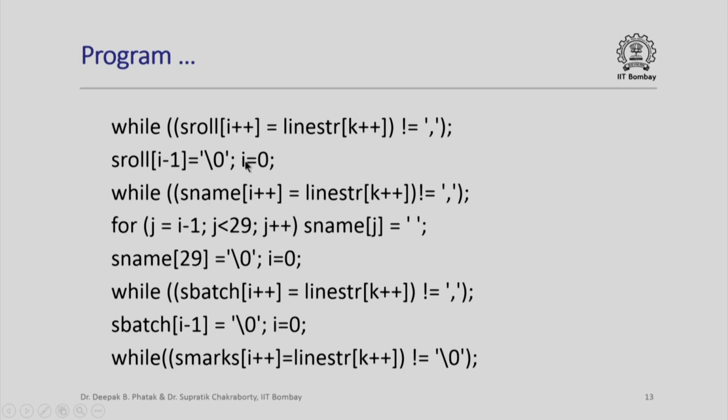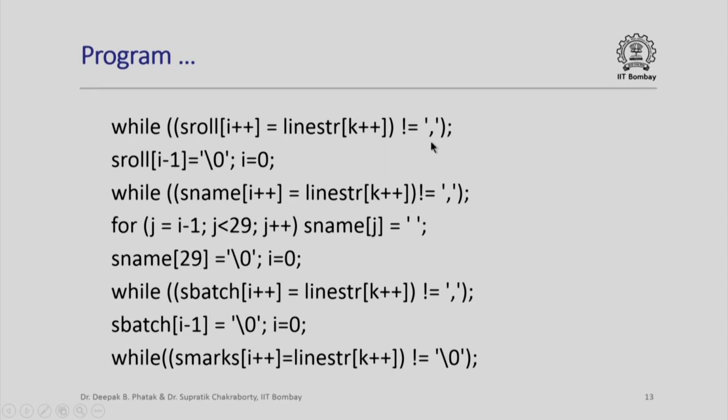Look at the simple way in which this separation is being done. I know that the values are separated by comma, so I assign line string k to sRoll I. Please note I++ and k++ simply means that after this assignment both I and k will be incremented by 1. While this is not equal to comma, and there is no body for this while. So, please note what it does is it keeps assigning characters one after another till it encounters a comma. When it encounters a comma, the while loop ends.